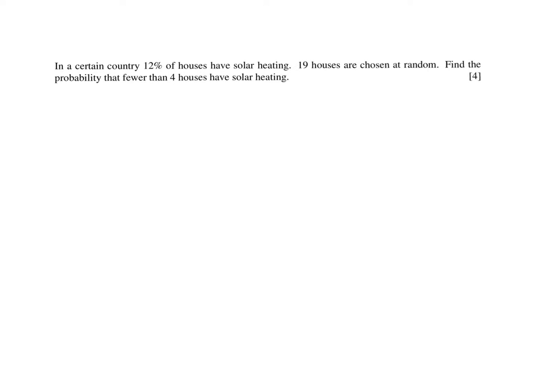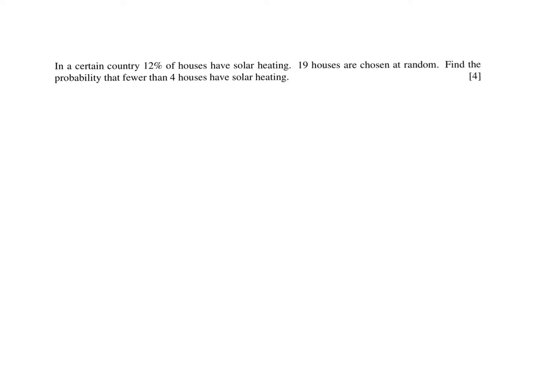In this video, we are asked to find the probability that fewer than 4 houses have solar heating. We're told that 12% of houses do have solar heating and 19 houses are chosen at random. So to complete this question, we're going to need to use a binomial distribution.